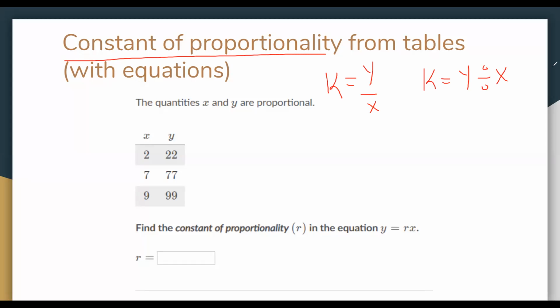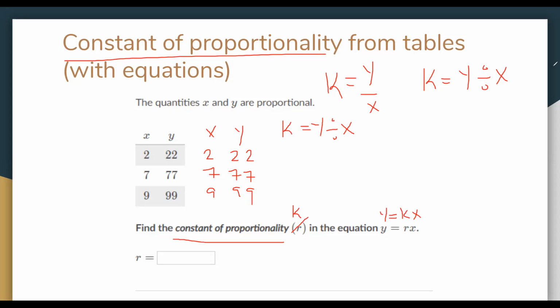So what you're going to do is I'll go ahead and copy the table over because I expect you to write the table over in your journal. Once you have the table copied, you're very simply going to write down that K is equal to y divided by x because they're asking you for the constant of proportionality, which instead of R, we're going to call K in this equation. So instead of y equals rx, we're going to say y equals kx, but we'll cover that part shortly.